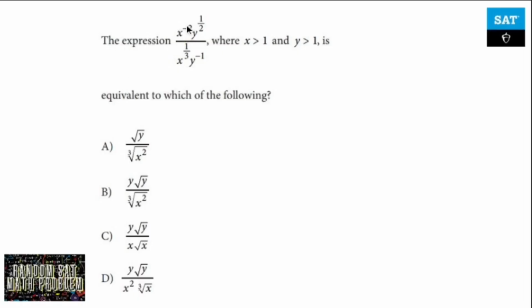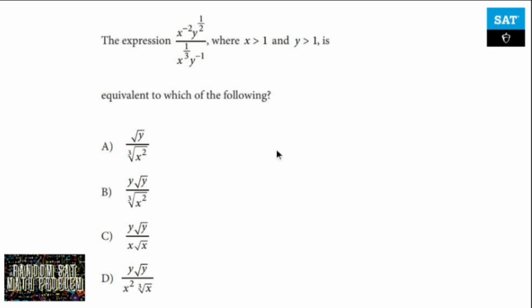The expression x to the negative 2, y to the 1/2, over x to the 1/3, y to the negative 1, where x is bigger than 1 and y is bigger than 1. They have to say that because of the fractional exponents. And I'll explain what fractional exponents mean in a second, or a couple minutes actually. I have to find out which one of these is equivalent to that.